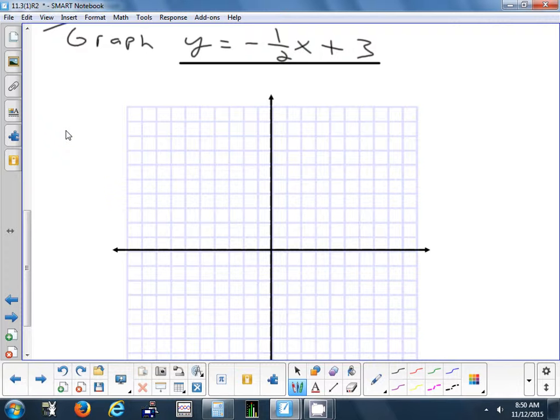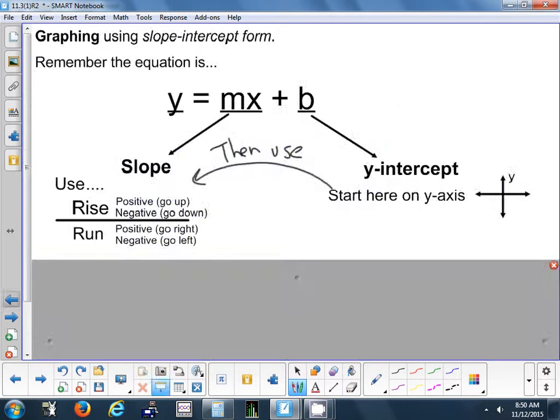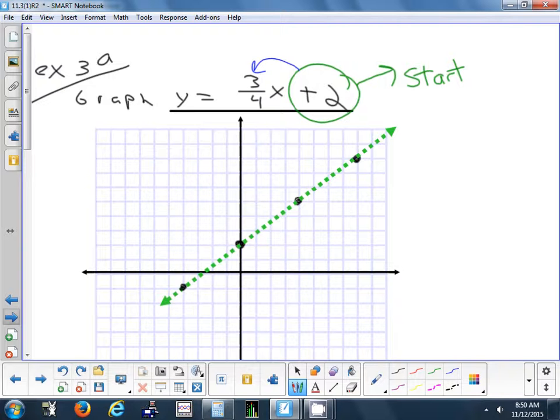So in this one, the slope is negative. All right? So I know that I'm still going to start from the 3 on the y, but it's going to be opposite. Remember, this is a positive slope. It goes up to the right. This one's going to go in the opposite direction. It's going to go down.